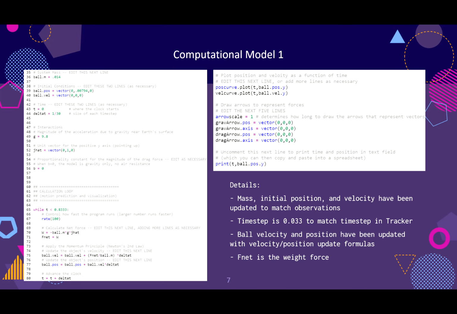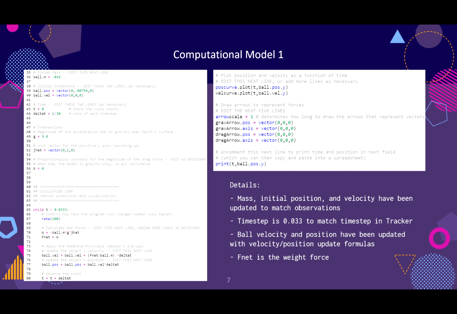Here is a screenshot of the code for the first computational model I created. First, I changed the object's mass to match that of the sponge, and I then updated the velocity and position equations to be the velocity and position update formulas. These are velocity equals velocity plus net force divided by mass times delta t, and position equals position plus velocity times delta t. Then I changed the net force to be the weight force of the sponge, since I am assuming the sponge is only affected by gravity for this model.